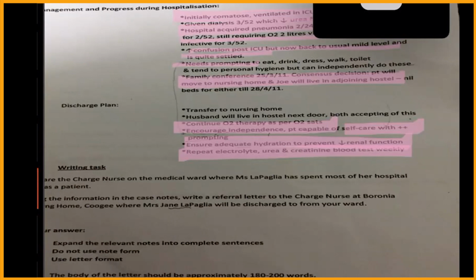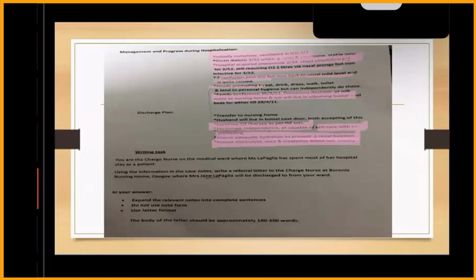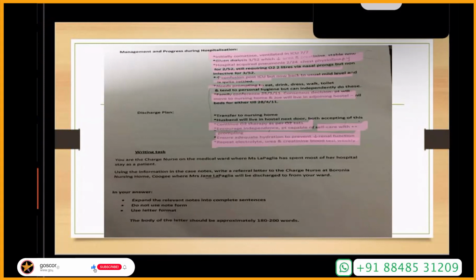What can be written? See, since this is a new case, we'll be transferred new to this nursing home, isn't it? So it is good to say about the current situation, what happened in the hospital. So I think let's talk about the admission first. You can just write that on March 4th, 2011 she was admitted, isn't it? And then what do you say? For the cohesion, there should be connection. Then you immediately talk about the management and progress during hospitalization, which means the events that took place during the period of hospital stay. Is that clear? Okay, ma'am.